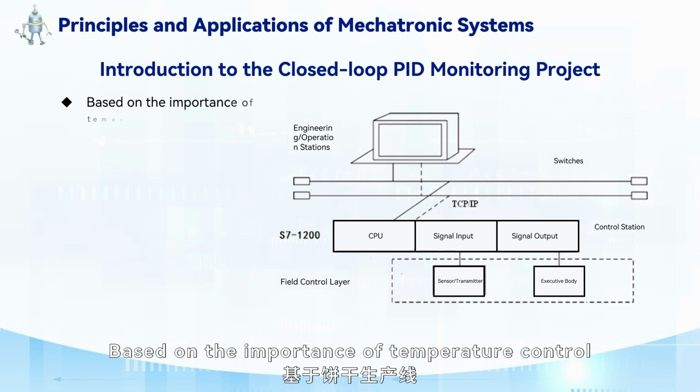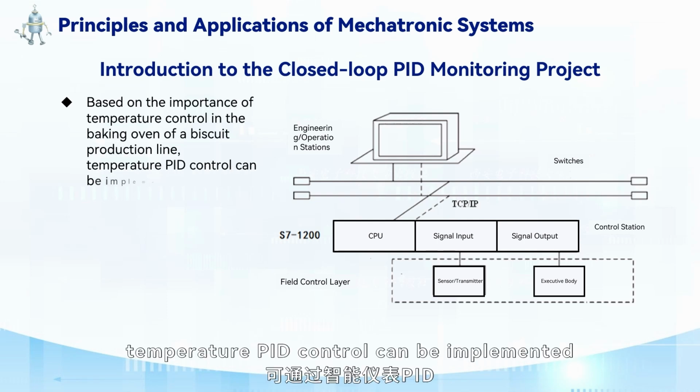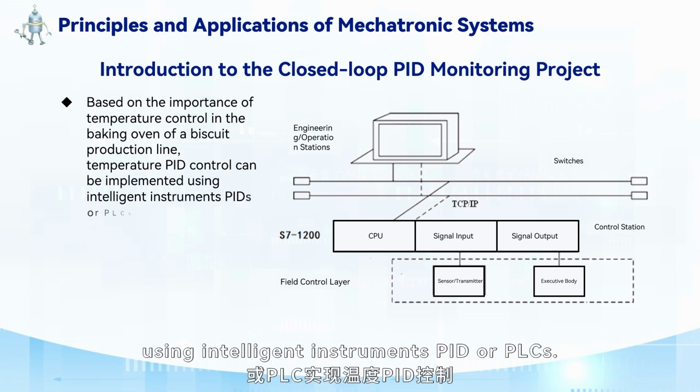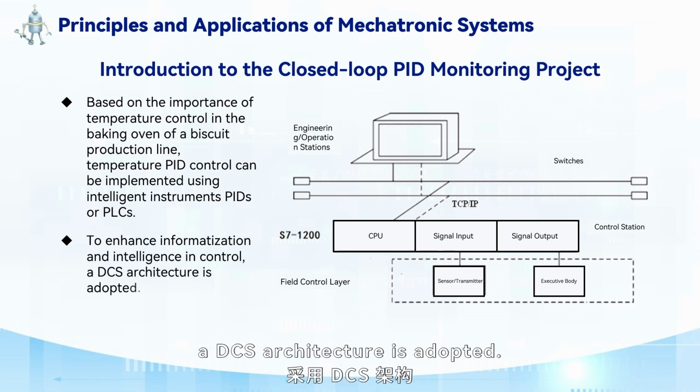Based on the importance of temperature control in the baking oven of a biscuit production line, temperature PID control can be implemented using Intelligent Instruments PIDs or PLCs. To enhance informatization and intelligence in control, a DCS architecture is adopted.